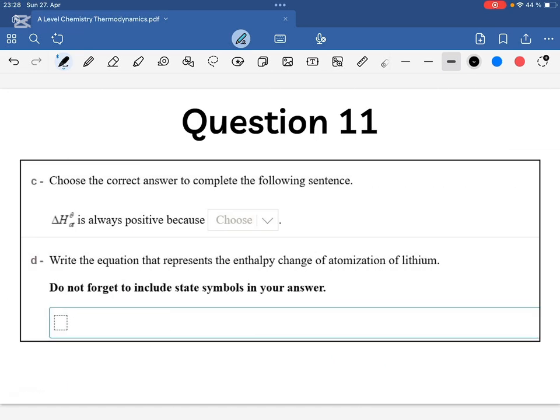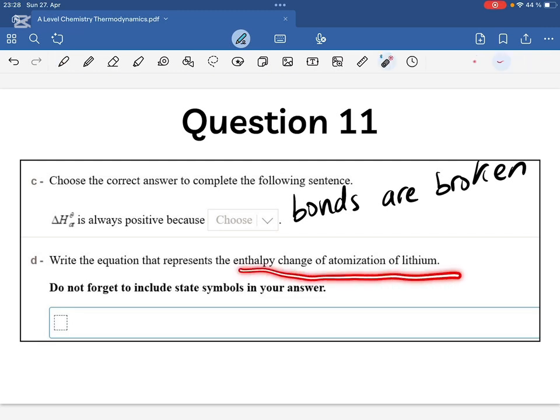They said then choose the correct answer to complete the following sentence. And delta H atomization is always positive, and this is because the bonds are broken. And because we're breaking bonds, this leads to a positive delta H atomization. We need energy.